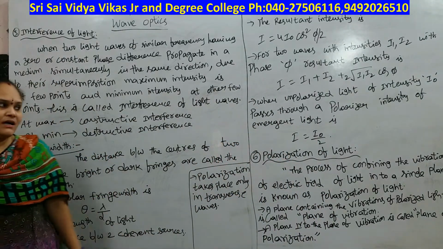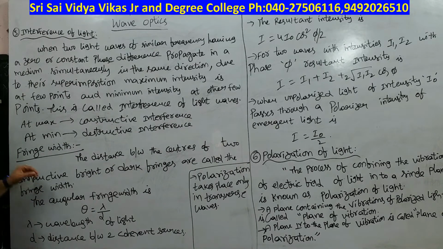So, in this we are getting to know the fringe width. What is the fringe width? The distance between the centers of two consecutive bright or dark fringes is called the fringe width. That means the distance between two consecutive bright fringes or two dark fringes is nothing but the fringe width.